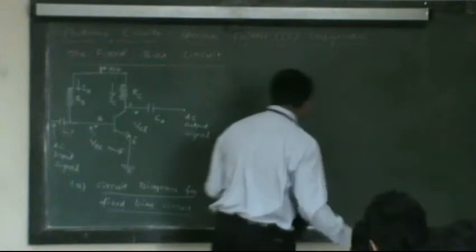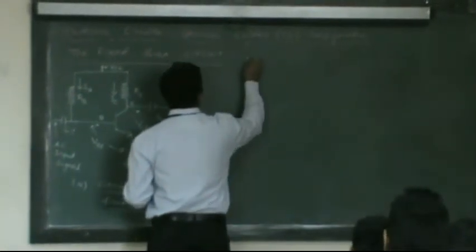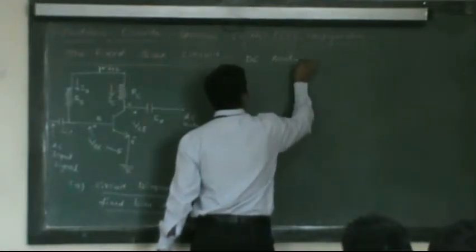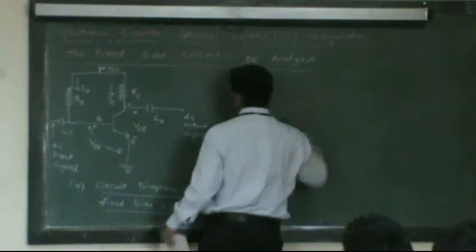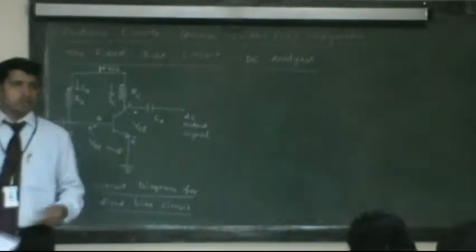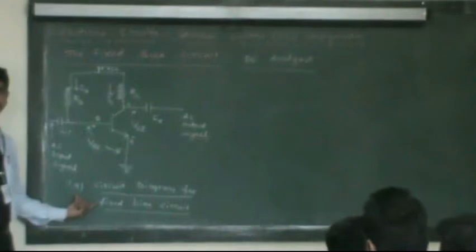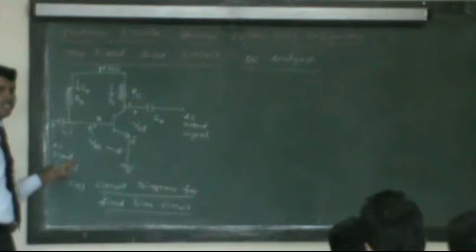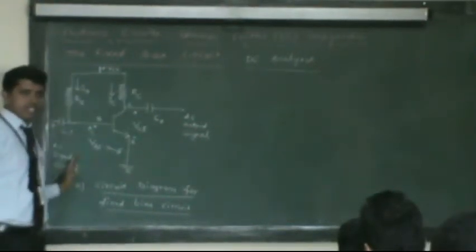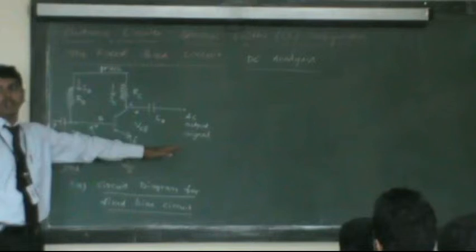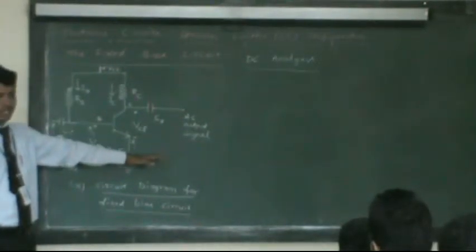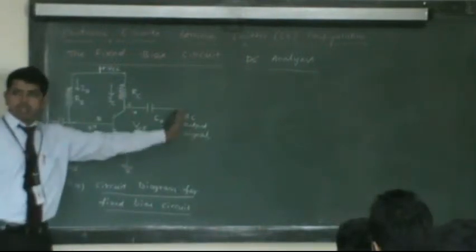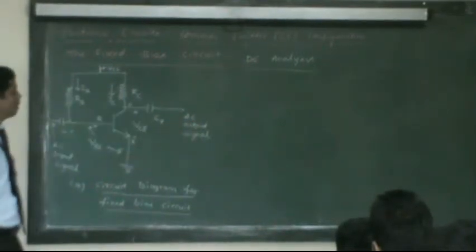We will do the DC analysis first, and later on we can go for load analysis. DC analysis. We need to modify this original fixed bias circuit for DC analysis. How do we manipulate the circuit for DC analysis? For DC analysis, any AC signal should be made zero or ignored. Look at the original circuit: we have the AC signal here, and this must be removed. The AC output, you remove that. Don't use it in the DC analysis.